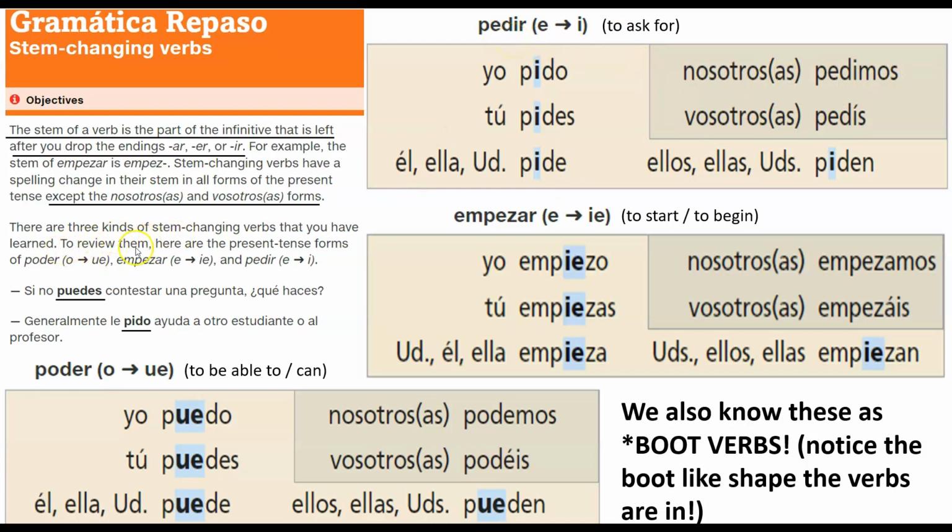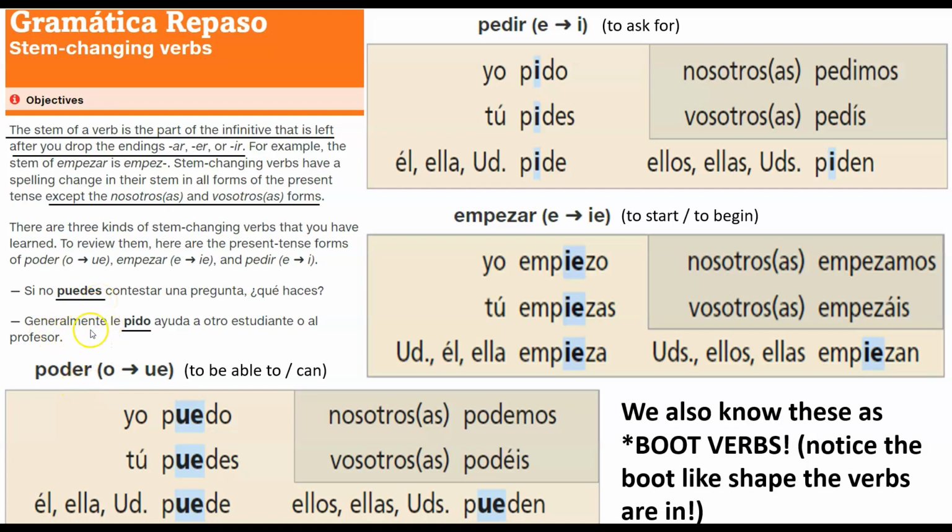So there are three kinds of stem-changing verbs you have learned. To review them, here are the present tense forms. We have poder, O to UE, empezar, E to IE, and pedir, E to I. Si no puedes contestar una pregunta, ¿qué haces? If you can't answer a question, what do you do? Right? This comes from poder. Notice the O changes to UE, and then you still have to conjugate the ER ending. You drop the ER and add the new ending.